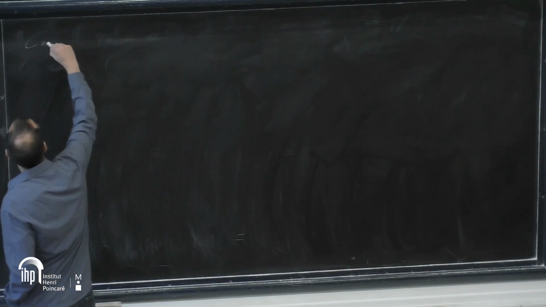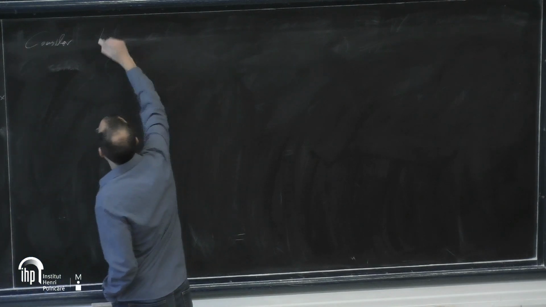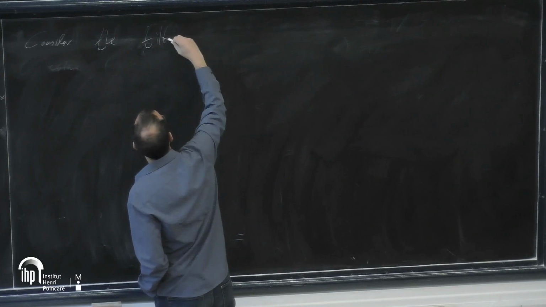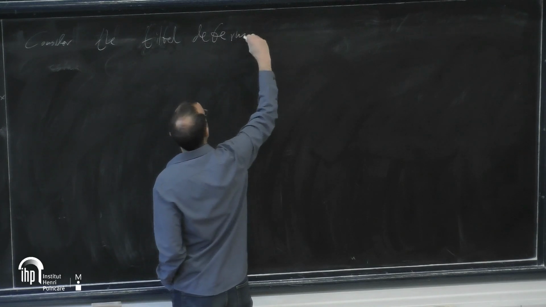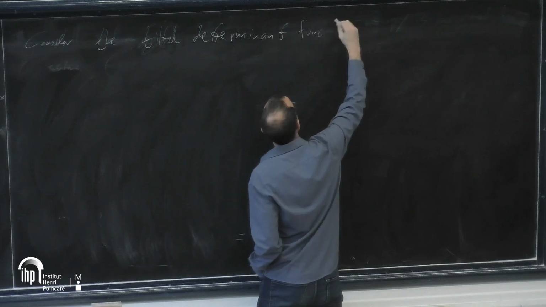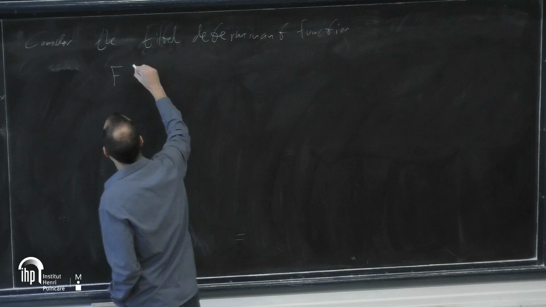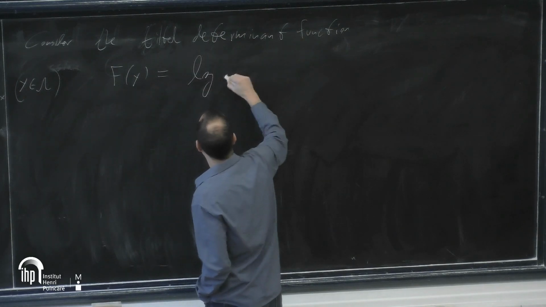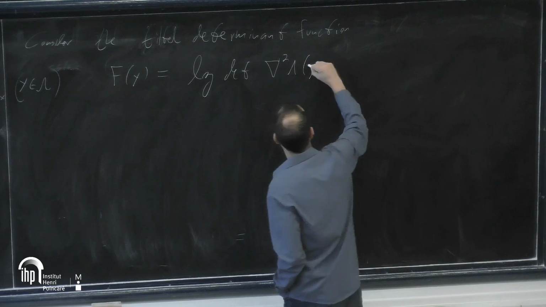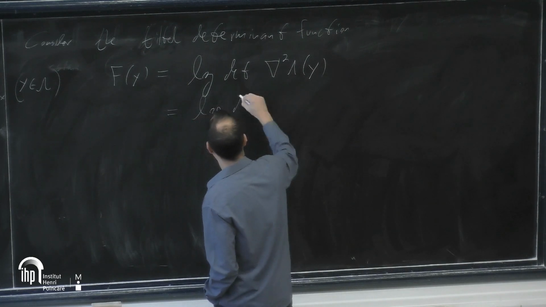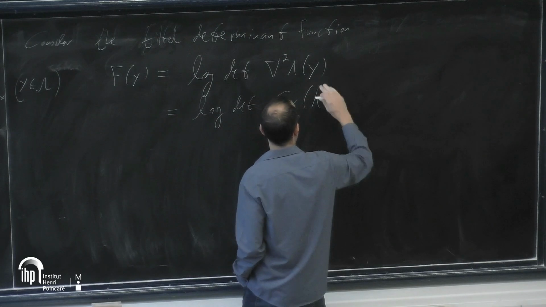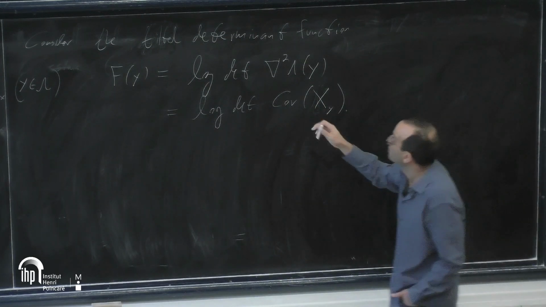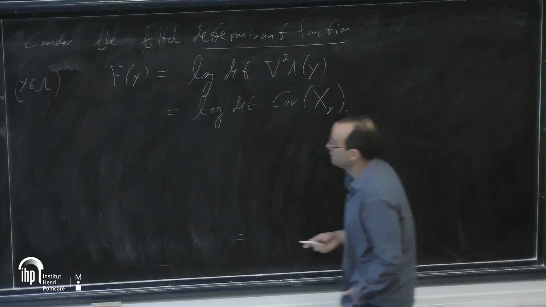Okay, so we consider the determinant function, let me call it F tilde, F of y, on the domain of the Laplace transform. So it's the log of the determinant of the Hessian of lambda, which is also the log of the determinant of the covariance of x_y. So we have two functions. We have lambda, the Laplace transform, and we have f, which is some determinant function. Okay? And now we have the following lemma.